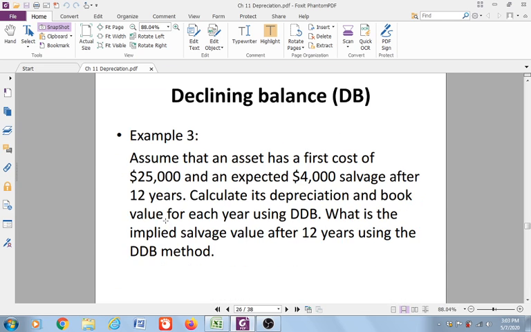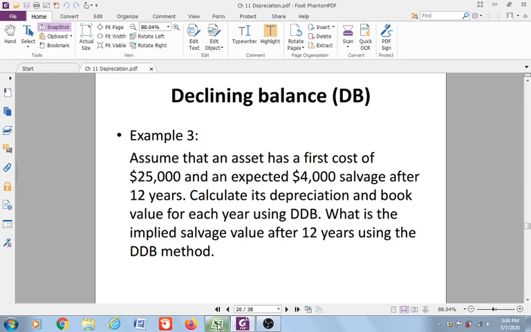Now we will solve example number 3, and I will show how the declining balance method works. Assume that we have an asset with a first cost of 25,000. The salvage value after 12 years is expected to be 4,000. So we will use the double declining balance. Remember, double declining balance means 200%, and that means we will use D equal 2/n, with n equal 12, so D equals 2/12. And the last thing: what is the implied salvage value after 12 years using the DDB method?